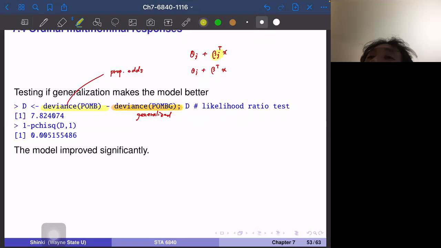So the difference in deviance is negative 2 times the log likelihood difference. That has degrees of freedom of 1 asymptotically. If the sample size is large, this should follow a chi-square distribution with df 1. So we use the chi-square distribution to calculate the p-value of this deviance, and 7.82 is pretty large when the degrees of freedom is 1, because the expectation is 1 under the null hypothesis. The p-value is very significant. That means the generalized model is better than the regular proportional odds model, so the model improved statistically significantly.